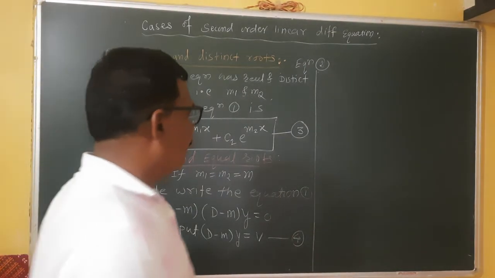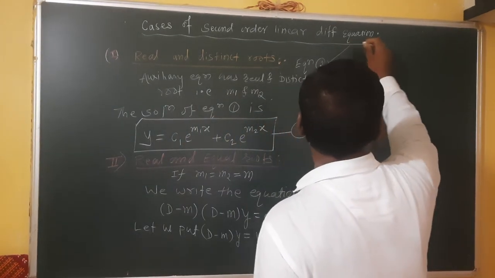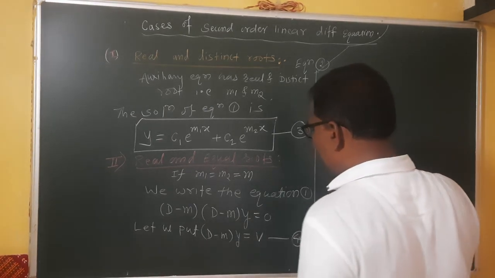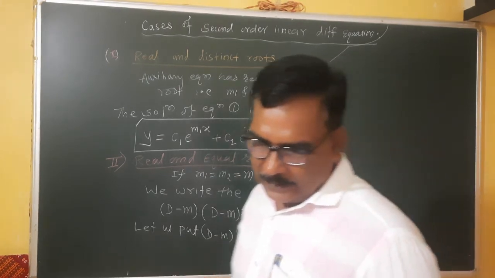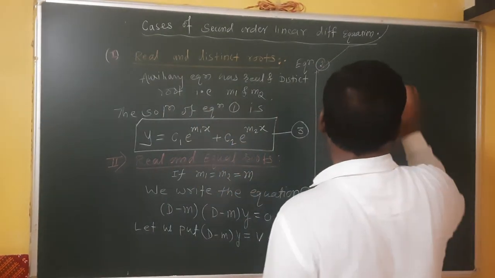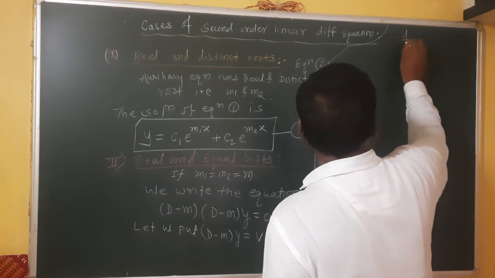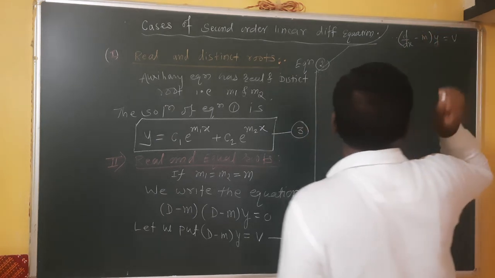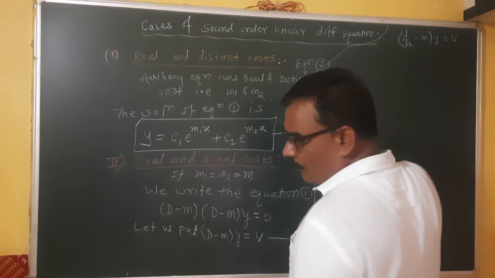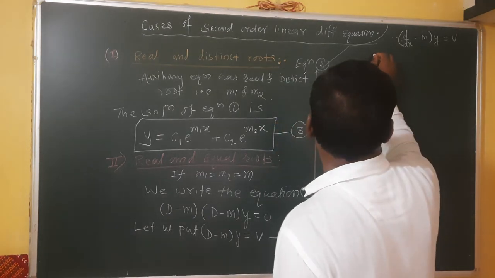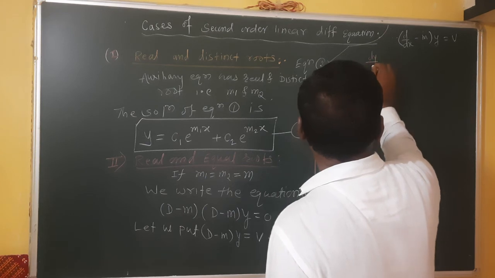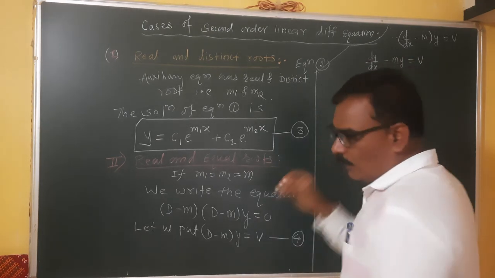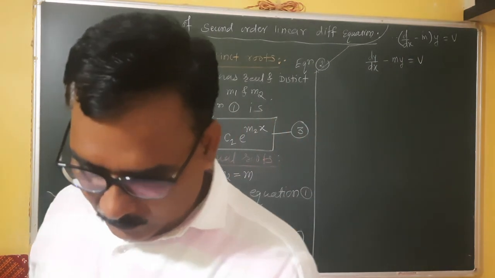Then we have to consider here, D is considered as what? D is considered as d by dx, and then we get (d by dx minus m) y is equals to v. Therefore, dy by dx minus my is equals to v.